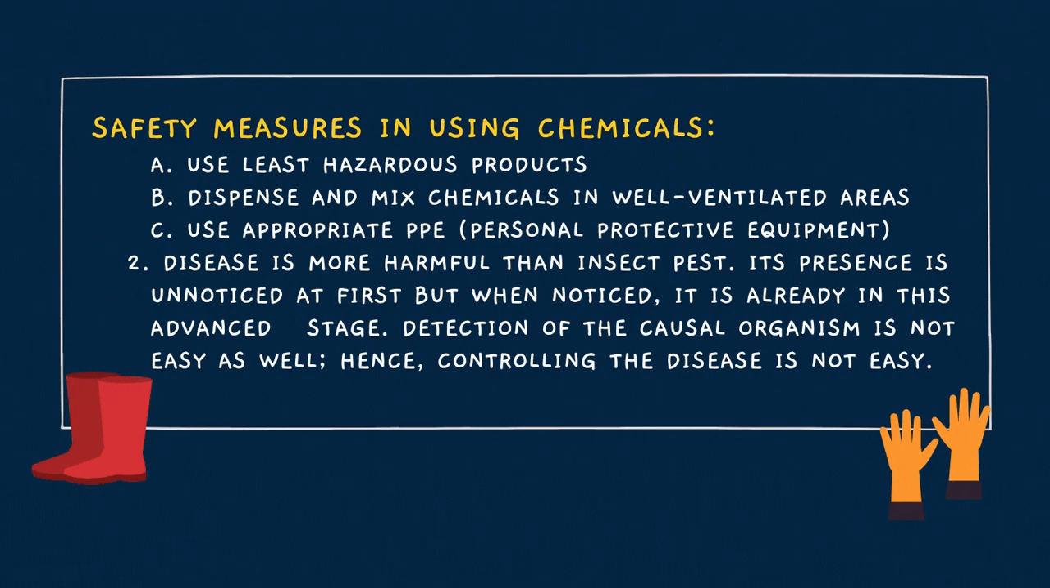Number 2. Disease is more harmful than insect pests. Its presence is unnoticed at first, but when noticed, it is already in an advanced stage. Detection of the causal organism is not easy as well. Hence, controlling the disease is not easy.